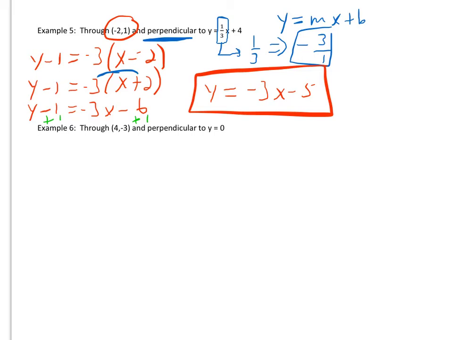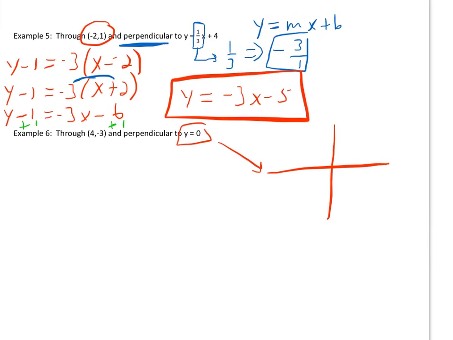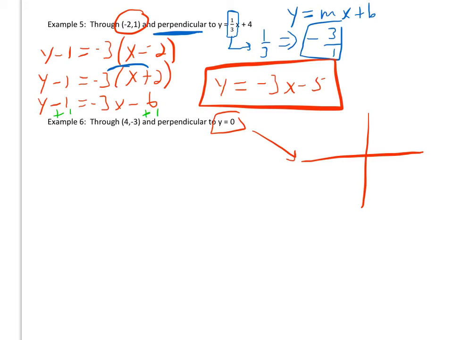Now our last example is again unique because we're dealing with y equals 0. If we graph y equals 0, it is the x-axis, a horizontal line at the x-axis. Now the line we're trying to come up with has to go through this point. So where is that point? 1, 2, 3, 4, 1, 2, 3. So that point our line must go through.